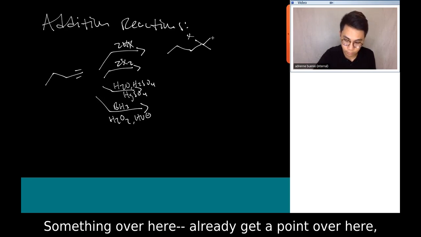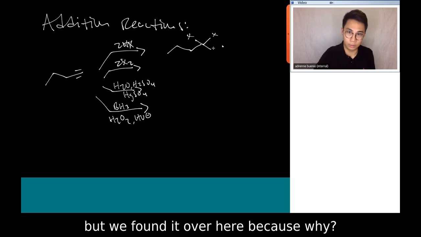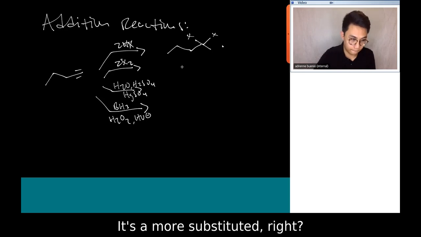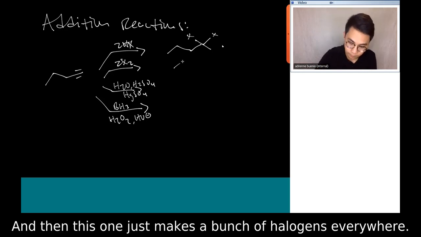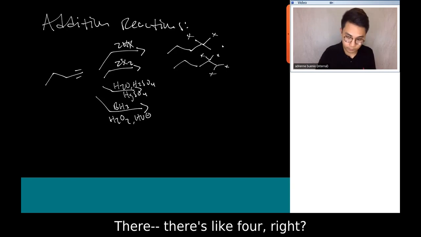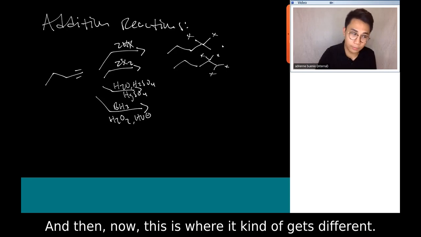So whatever here, right? Or they could have formed over here, but we formed it over here because why? It's more substituted, right? And then this one just makes a bunch of halogens everywhere. There's like four, right? And then now this is where it kind of gets different.